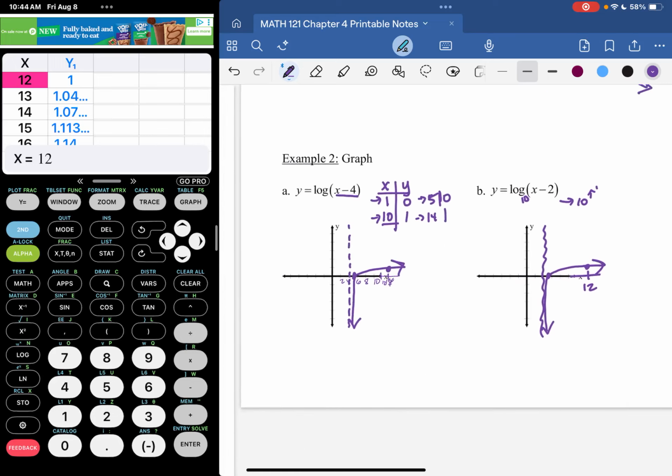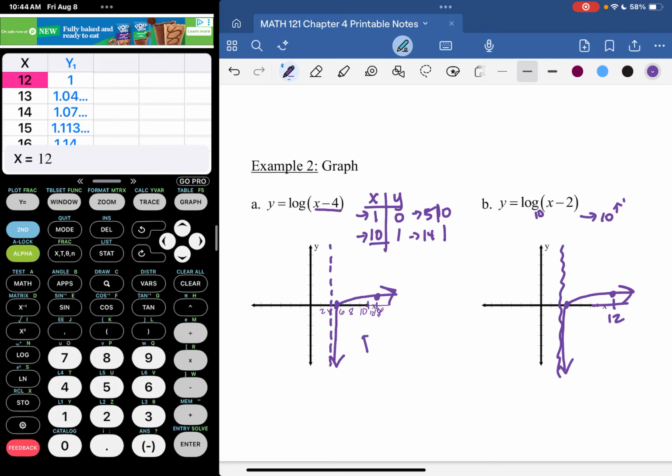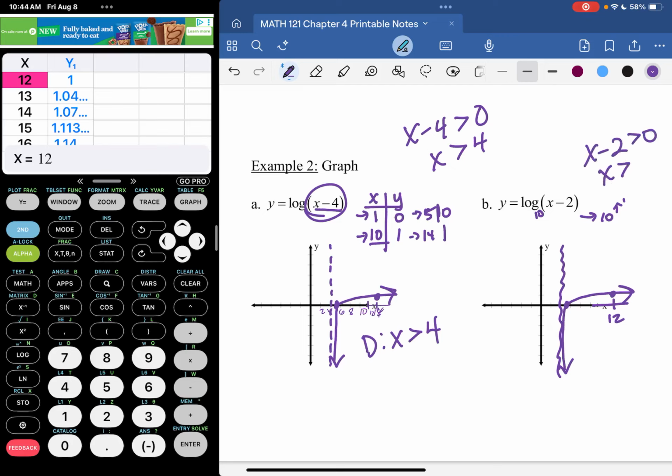Okay, and let's talk about the domains and ranges. The domain is x is greater than 4, because remember that for a log, whatever's on the inside has to be greater than 0. You can't take the log of a negative number. So it'd be x is greater than 4. And then this one, x minus 2 is greater than 0. X is greater than 2. The range on a log is always all real numbers. So x is greater than 2. Range, all real numbers.